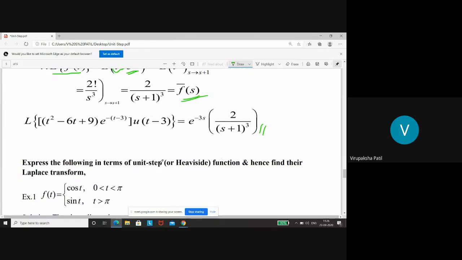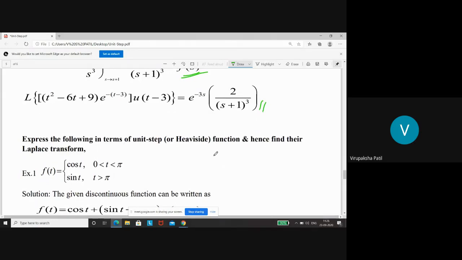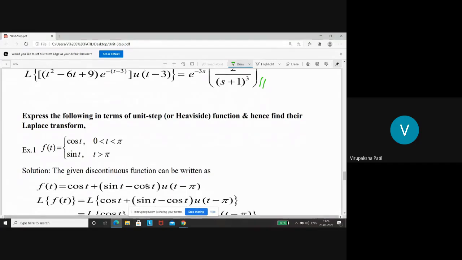Okay. Now, see. Up to this we have taken only basic examples. In the next class, we will take some examples on converting a discontinuous function into a unit step function, sorry, unit step function or Heaviside function. Then we will discuss how to find the Laplace transform of those. One such type of example will be asked in your examination.